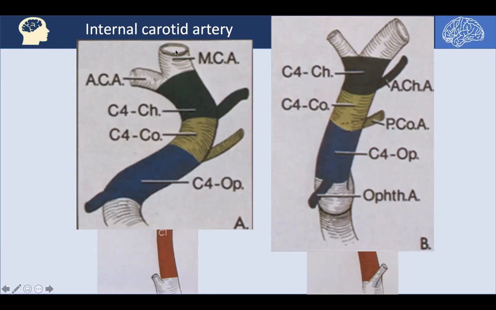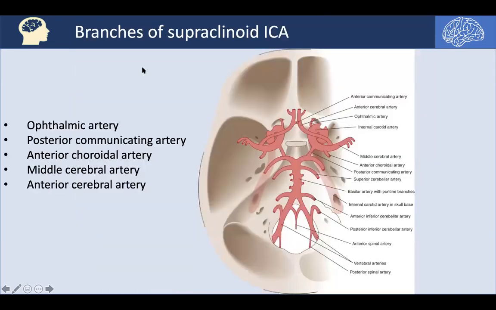And then here, the terminal division of the ICA into the MCA, which goes laterally, and this is the biggest branch, and the ACA, which goes medially, and this is the smallest terminal branch. The branches of the supraclinoid, or the C4 segment of the ICA, include the ophthalmic artery, the posterior communicating artery, the anterior choroidal artery, and the middle and anterior cerebral arteries.